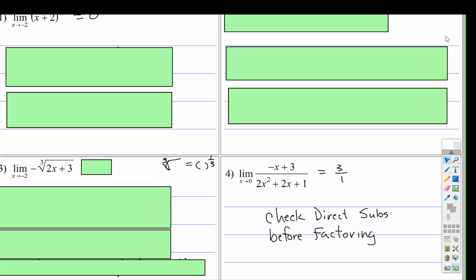Okay, I'm going to do some videos just on limits from the left and the right, and then do one-sided limits and limits at infinity to show you what I'm talking about.